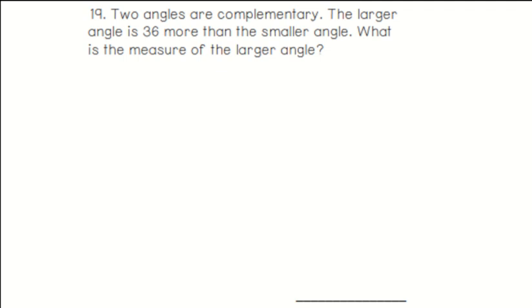Complementary are different. You dealt with complementary angles more last year in 7th grade math. Complementary angles are 2 angles that add up to 90 degrees. So if I got two angles that add up to 90 degrees, it says the larger angle is 36 more than the smaller angle. So I got a large angle, I got a small angle. They add up to 90 degrees, right? So my large one plus my small one equals 90 degrees.